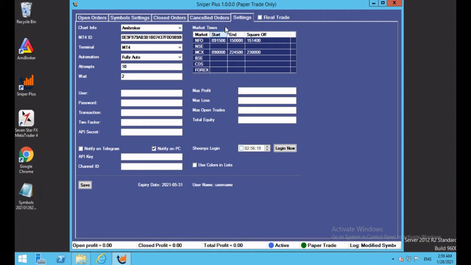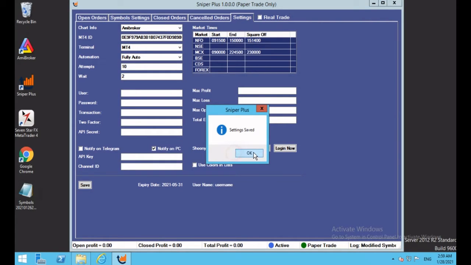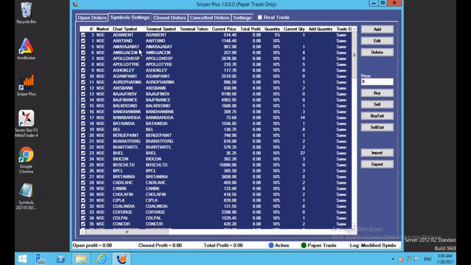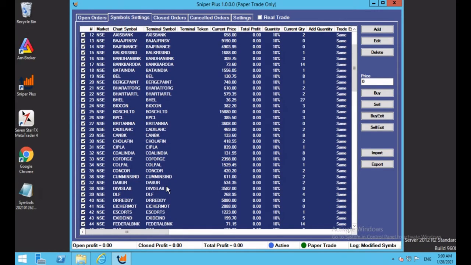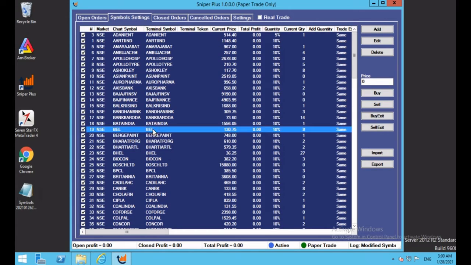Now where to add the capital? We go to settings. Here we can see the total equity. We will add the total equity as 10,000, so my capital is just 10,000 rupees. Now click on save. Based on the 10,000 rupees, the quantity will be adjusted automatically for each symbol. So when a buy call is executed in BEL, if I am giving 10%, then 8 quantity will be added automatically. I will show you with an example.